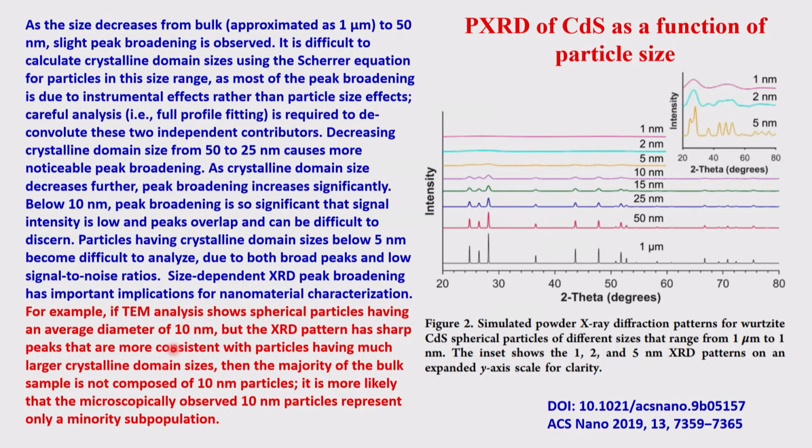So from the width you can get the size. The majority of the bulk sample is not composed of the 10 nanometer particle. So in your powder it is not. Okay, so therefore you are using that powder as a bulk as opposed to what you have in the TEM, and that is how you need to make a comparison between the microscopy and this powder X-ray diffraction. So we have looked at how a size variation.